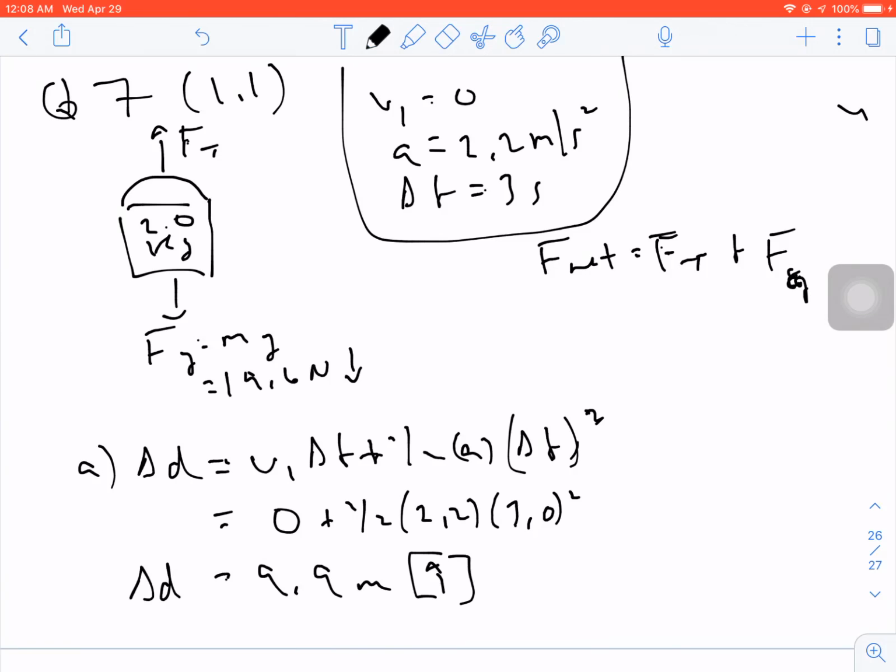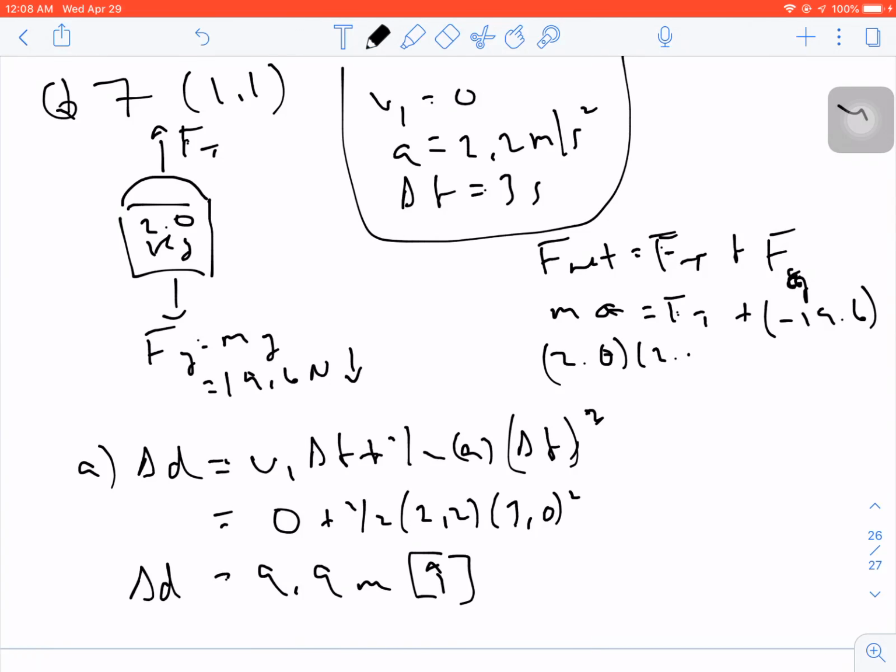I know Fnet is equal to ma, and I know the force of tension I don't know, it's unknown, and I know what the force of gravity is. It's negative 19.6. ma is my Fnet, which is equal to 2 kilograms times acceleration of 2.2.